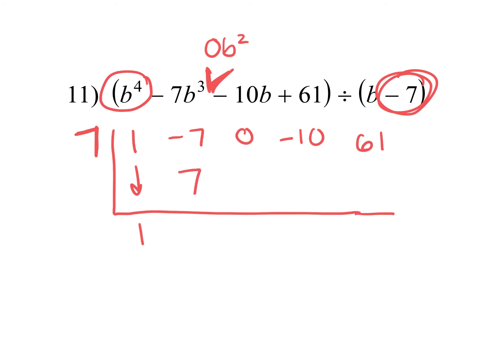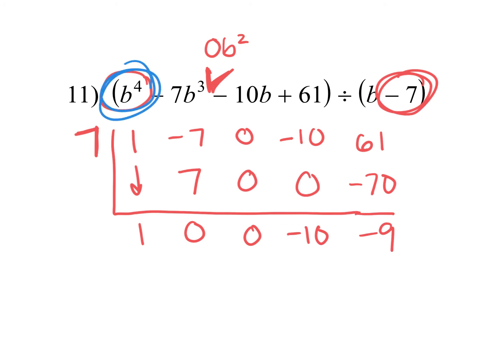What's -7 plus 7? 0. What's 7 times 0? And 0 plus 0? 7 times 0? -10 plus 0. -10. And 7 times -10? -70. And 61 minus 70? -9. So if my question started with b to the 4th power, what does my answer start with?